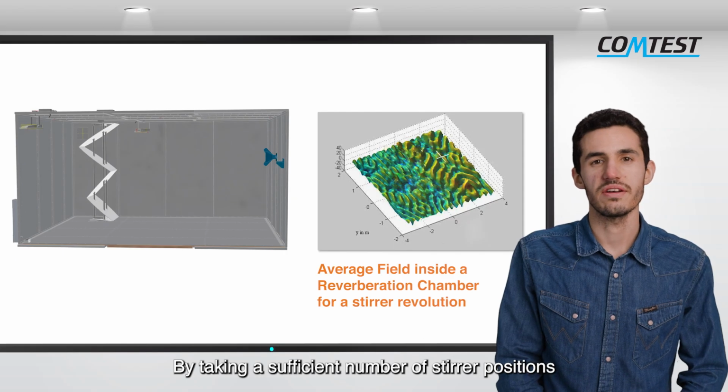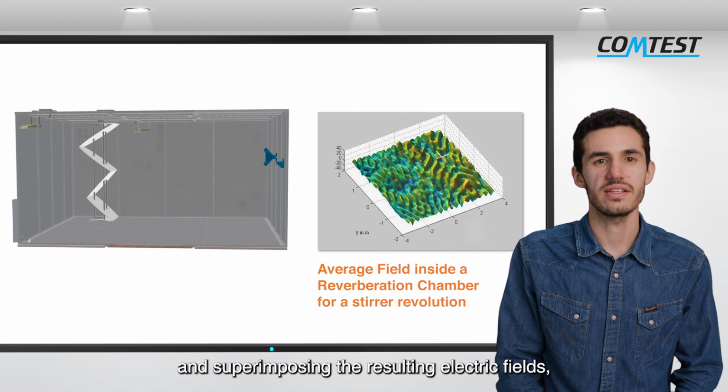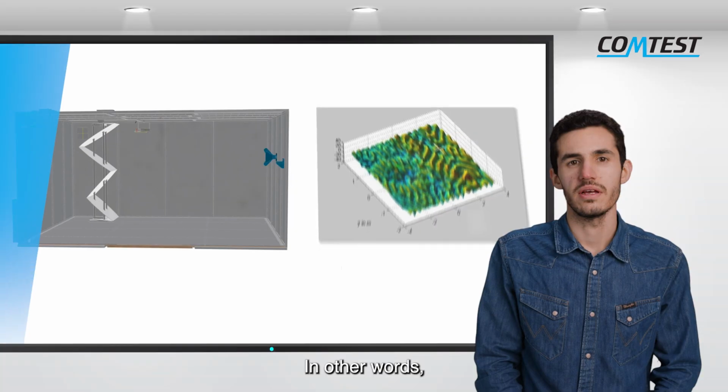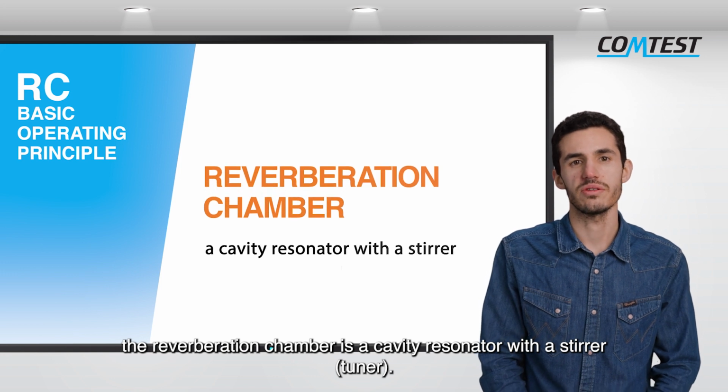By taking a sufficient number of steerer positions and superimposing the resulting electric fields, we end up with a statistically uniform, isotropic, and randomly polarized electric field. In other words, the reverberation chamber is a cavity resonator with a steerer.